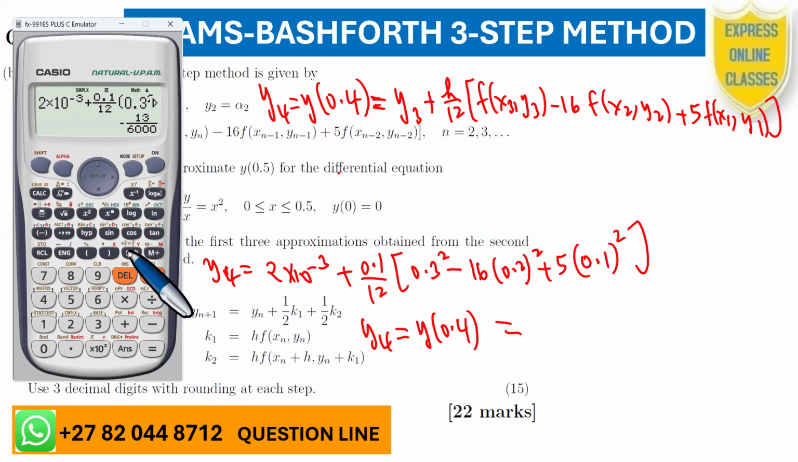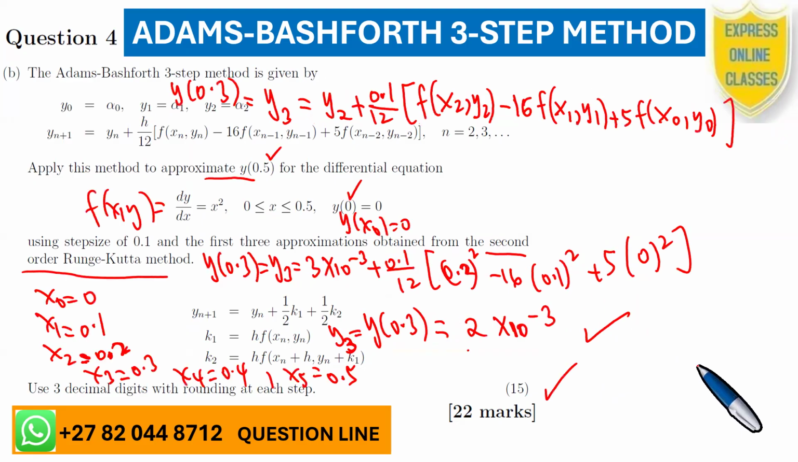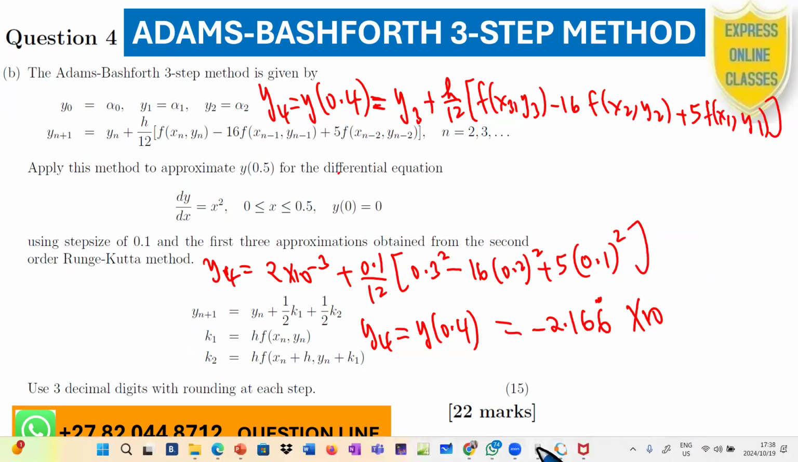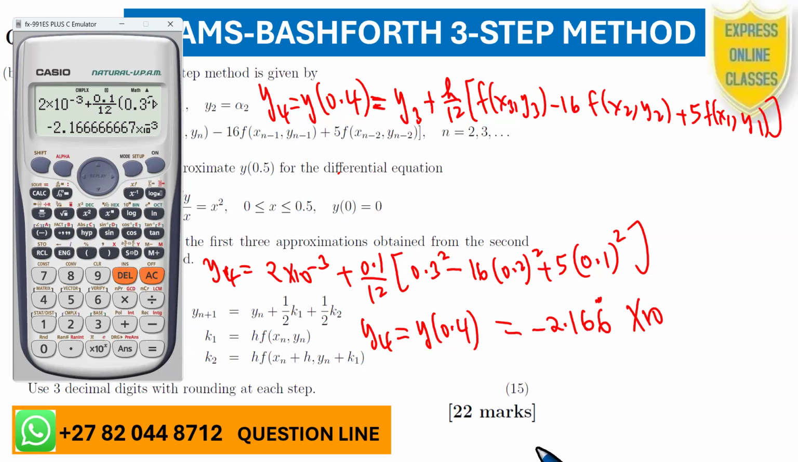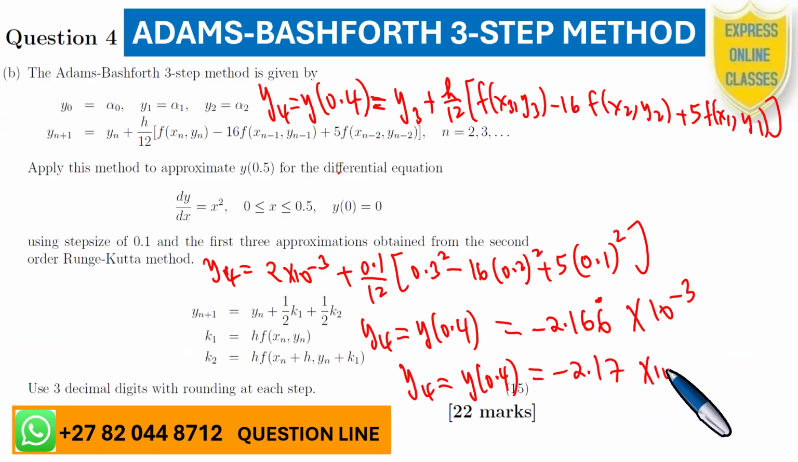We're going to check it. But it's minus 2.1 minus 2.166 recurring times 10 to the power minus 3, which you can approximate as, which is y at 0.4, minus 2.17 times 10 to the minus 3.